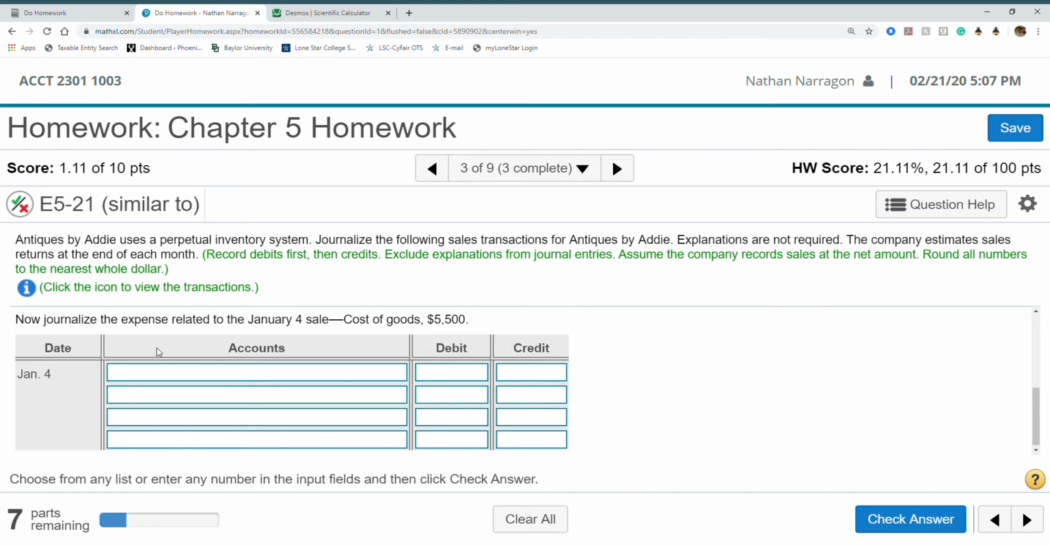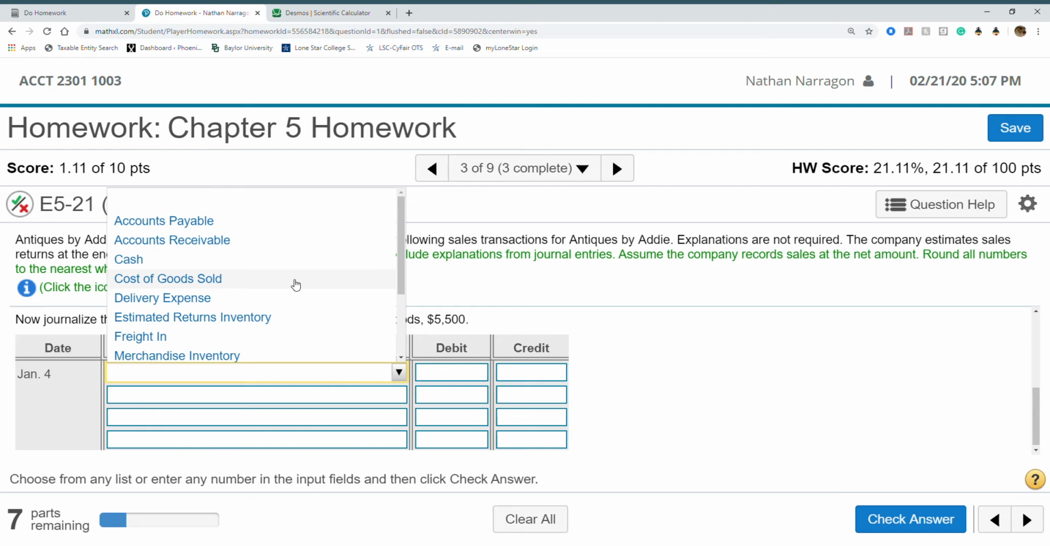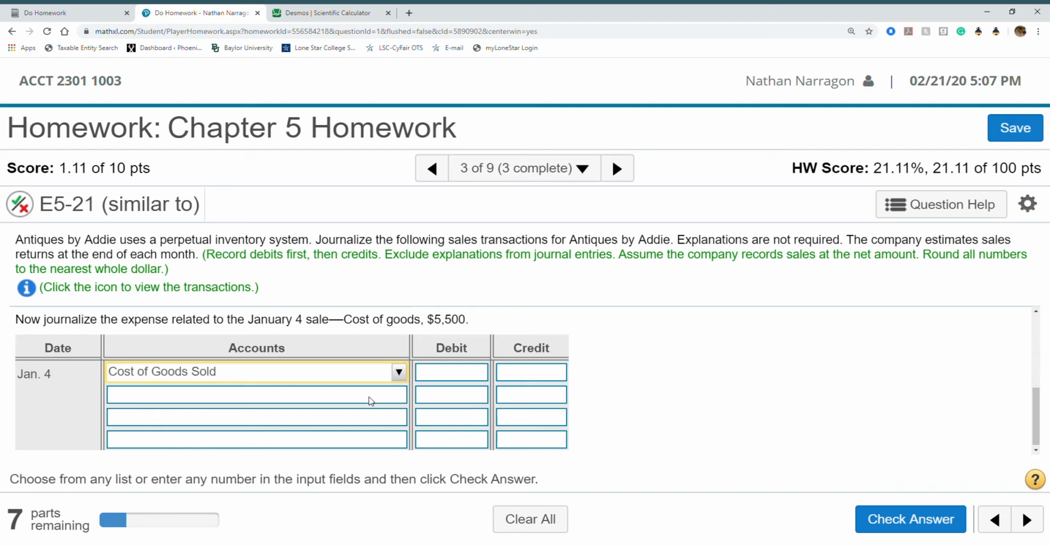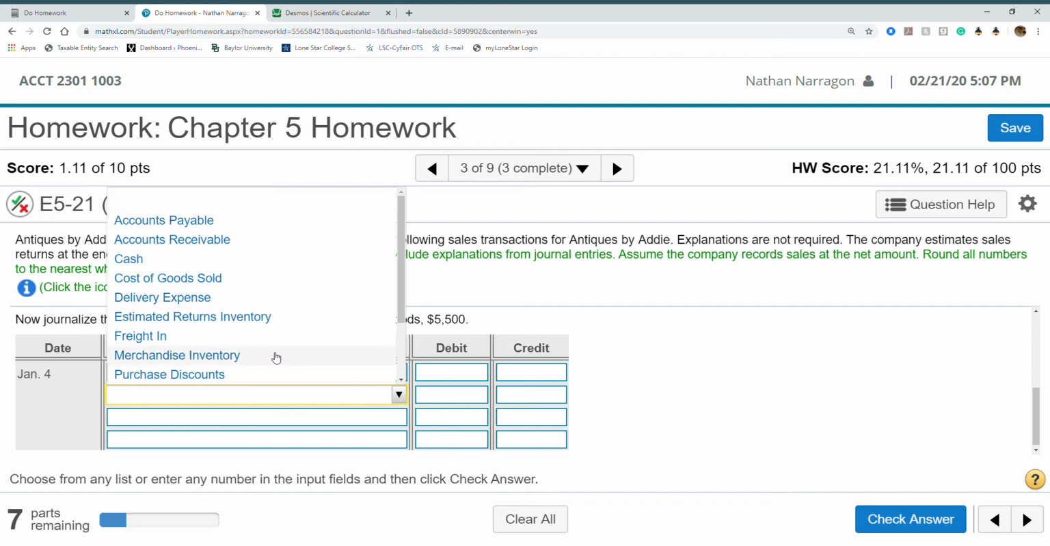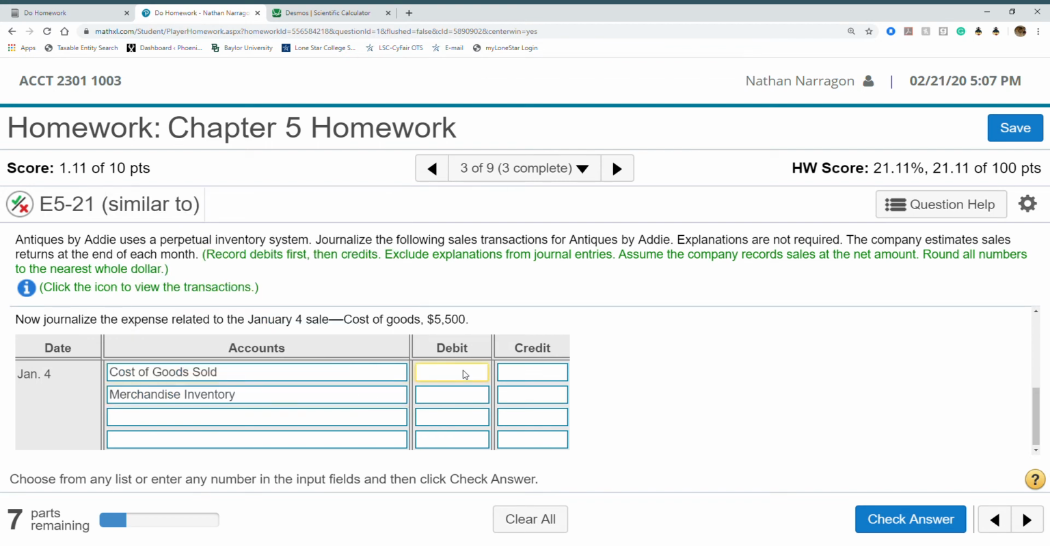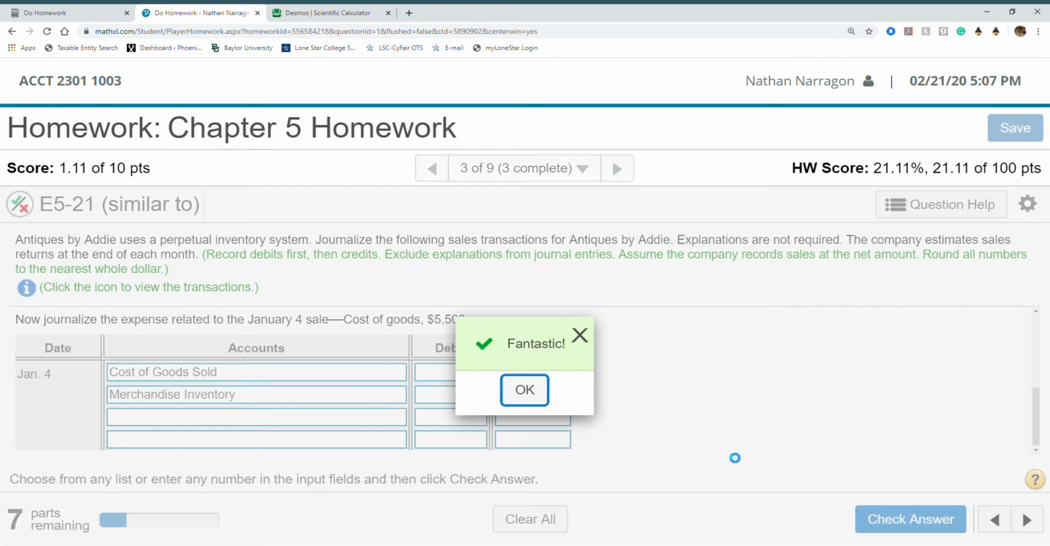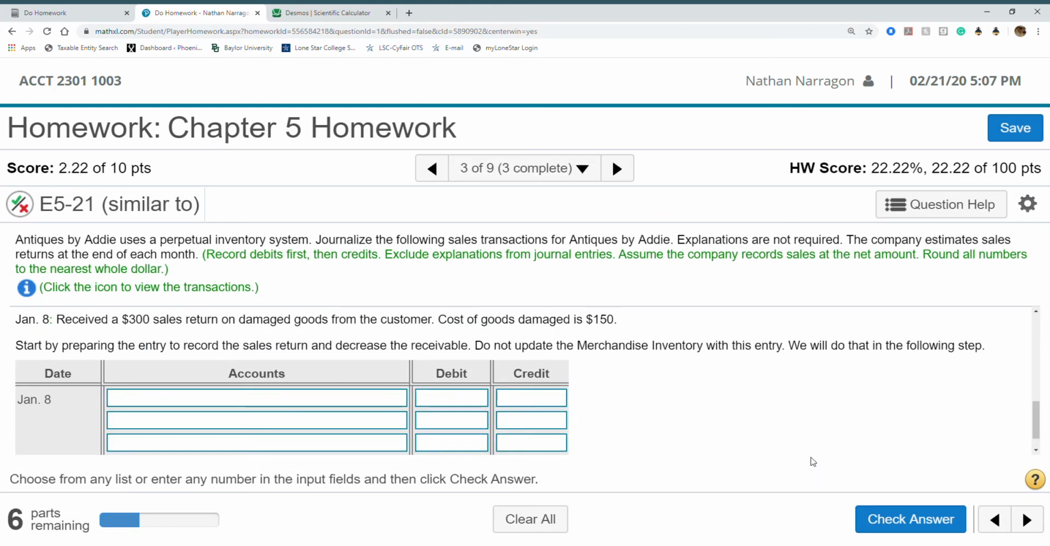Now we have to generalize the cost of goods. Okay. So it's always a debit to cost of goods sold so that we can show our expense. And then a credit to merchandise inventory to remove the inventory off our books that has been sold. Okay.